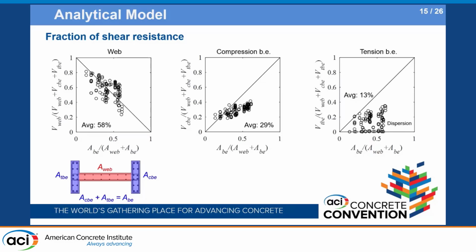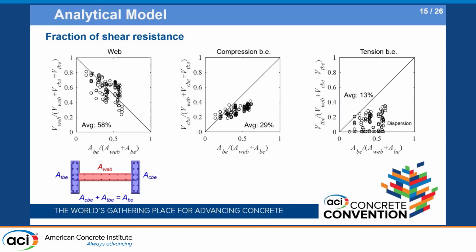According to the proposed model, the web shear strength contribution was almost proportional to the relative area of the web, with a median contribution of 58%, which means the web is still the major contribution to shear strength. And the contribution of the compression boundary element is almost proportional to the size of the compression boundary element, with an average contribution of 29%.